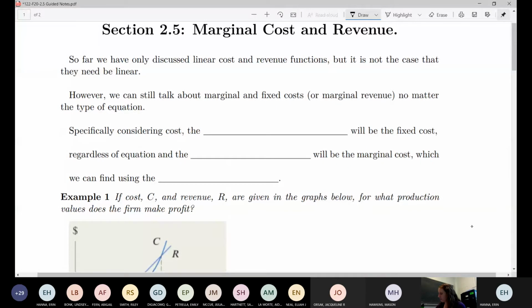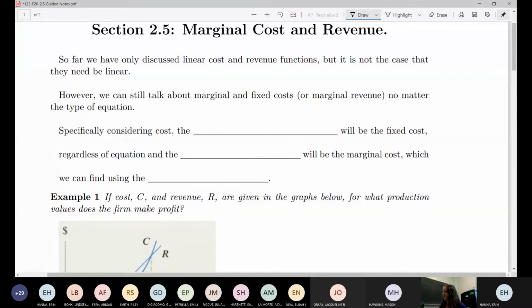All right. So 2.5 is marginal cost and revenue. So up to this point in time, we've only talked about linear cost and revenue functions, but they don't have to be linear. They can be absolutely anything, any type of equation we want, or are given. So we want to be able to talk about marginal cost, marginal revenue, marginal profit when it's not a linear function. So specifically consider the cost function really quick for our sanity. Then the y-intercept will be the fixed cost.